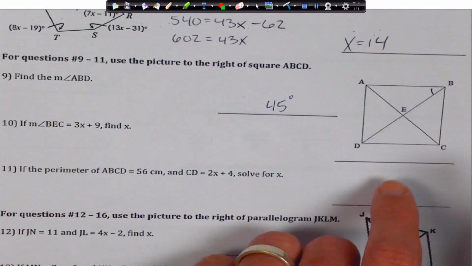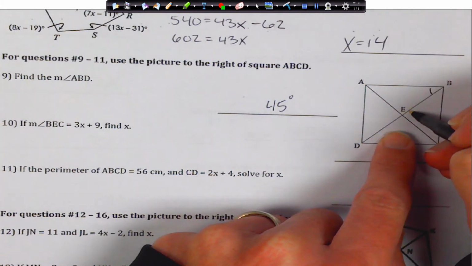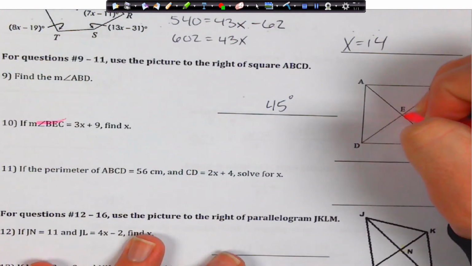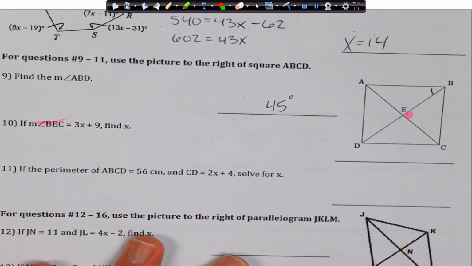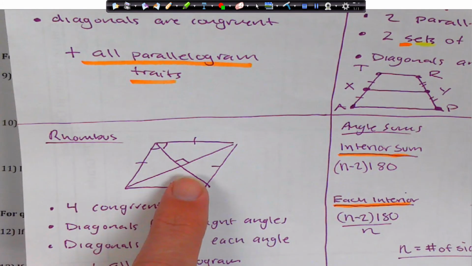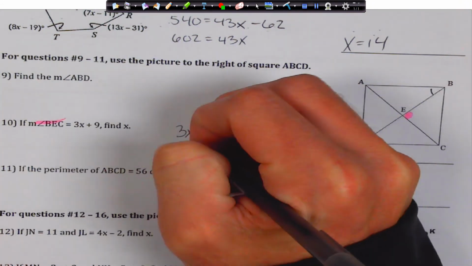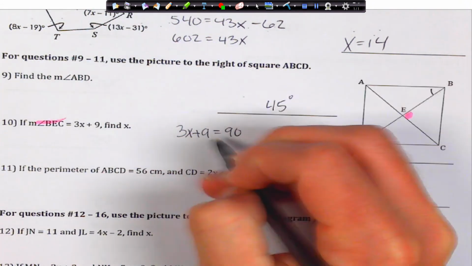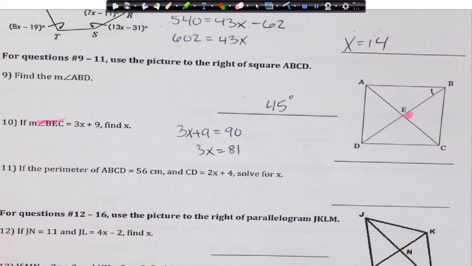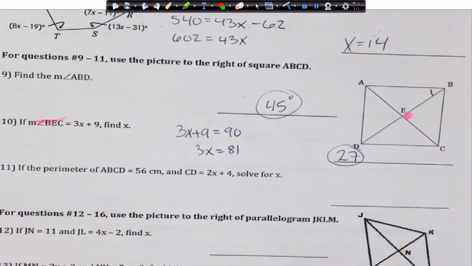BEC. So E's in the middle, so we're talking about this guy right here. BEC is this angle here. Well, again, in a rhombus, the diagonals are perpendicular, which is also true for a square, so we're just going to set this equal to 90. So we get 3x, subtract that to 81. 81 divided by 3 is 27. And we get 27.